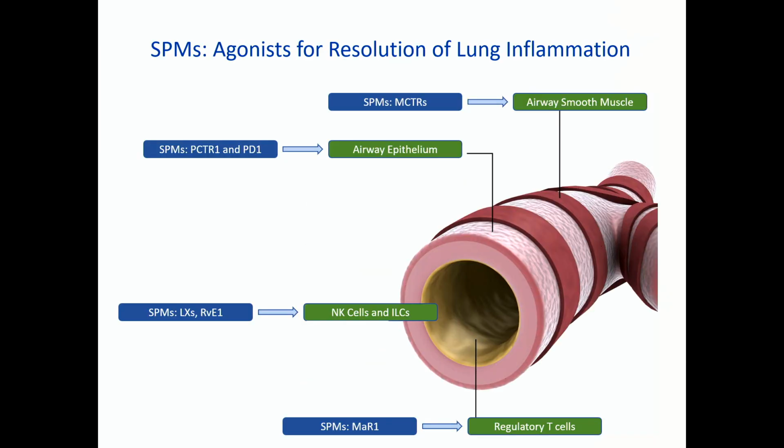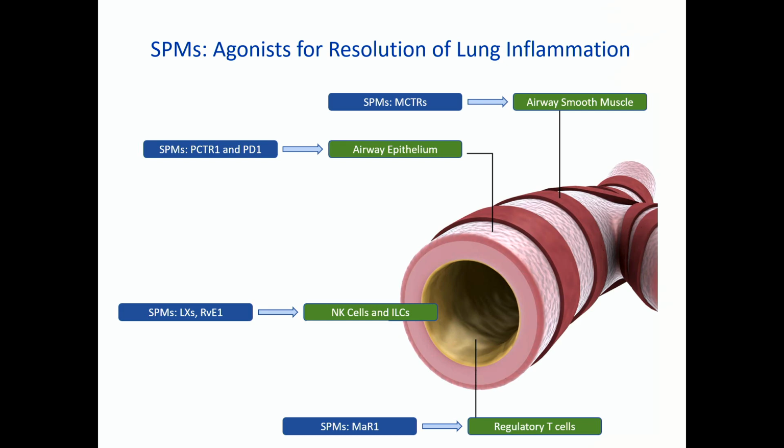So what I've tried to do with these series of vignettes is highlight how SPMs can be agonists for resolution of lung inflammation, and like an orchestra, I've highlighted some cell-specific targeting of the different mediators as we're coming to understand how they can propel resolution. So the MCTRs, I've shown you data on airway smooth muscle, the PCTR1 and PD1 on the airway epithelium, lipoxins, Resolvin E1 on NK cells and ILCs, and then Maresin-1 most recently on regulatory T cells.